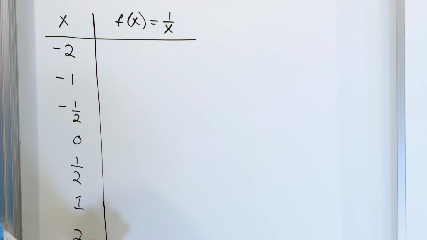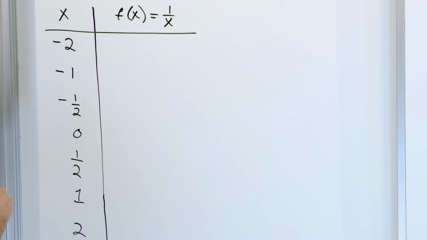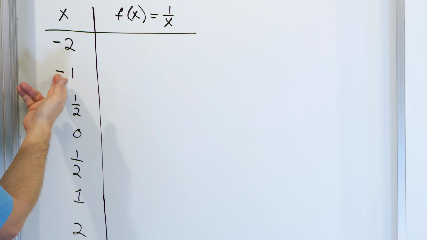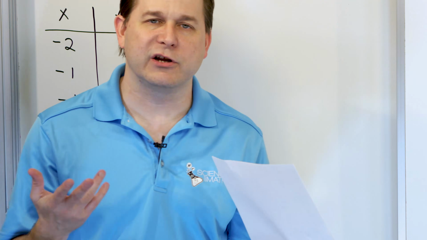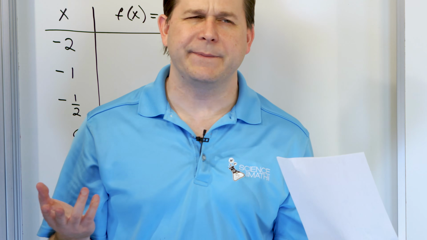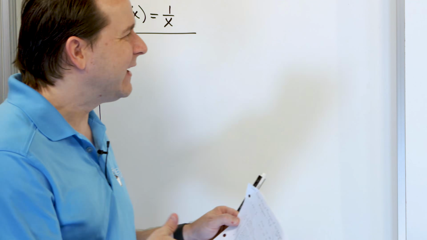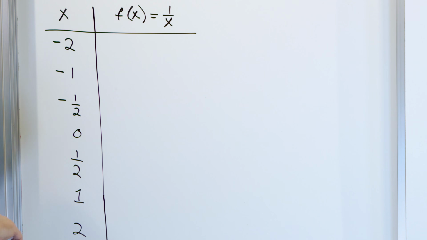Why did I pick these numbers? Well, these aren't special. I could pick different numbers. I could pick -3. I could pick -1.5. I could pick -3/4. But I'm trying to pick numbers that are going to be relatively easy to calculate. Something that's not going to need a calculator. Because all I need is a few points and I can graph this whole thing.